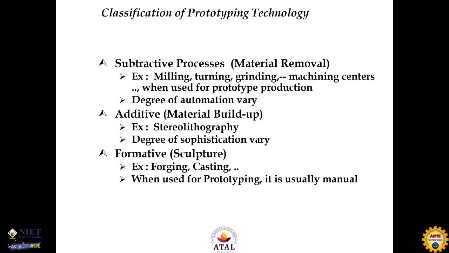But nowadays, with the invention of rapid prototyping systems, we use the additive process, a material build-up technology like stereolithography. The degree of sophistication changes from technology to technology. The third process is the formative or sculpture process, like forging, casting. When used for prototyping, it is usually a manual process. But when we talk about rapid or fast manufacturing, additive prototyping or additive manufacturing is very useful.